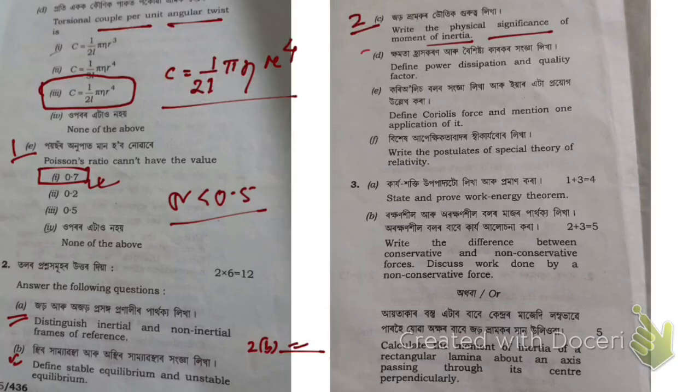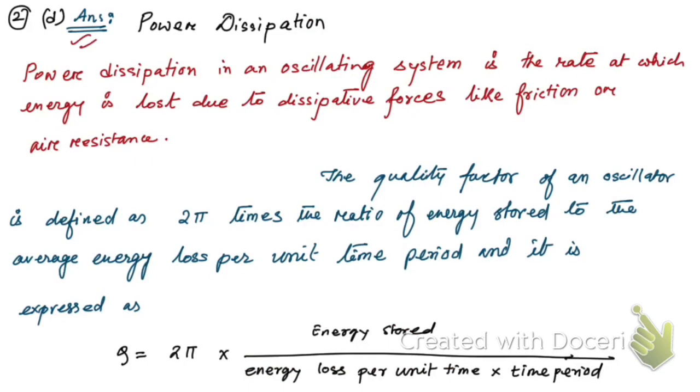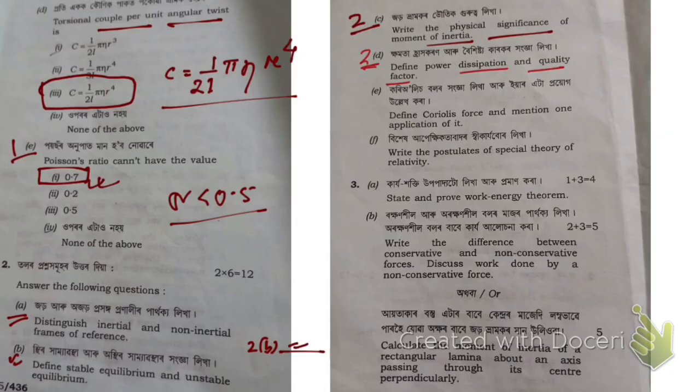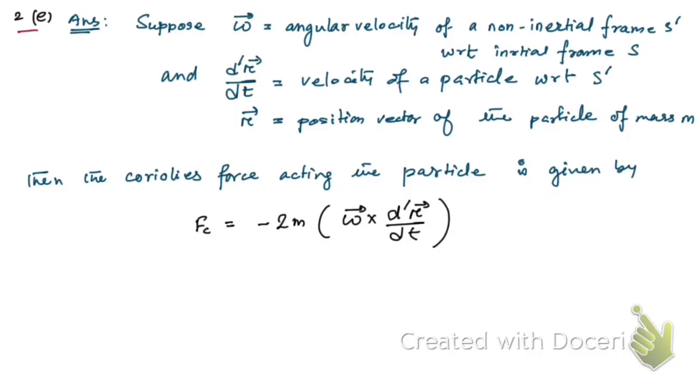Now the next question is 2d, define power dissipation and quality factor. Let me give you the answer. Here is the answer to question 2d. Just take the screenshot. Now let me answer the next question, 2e. Here is the answer to 2e, and this is the Coriolis force. Take the screenshot.